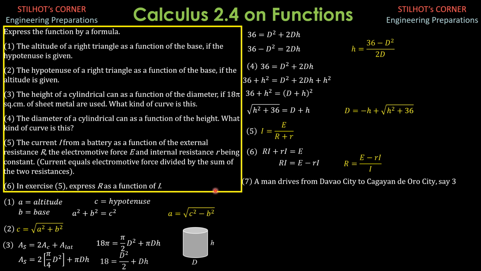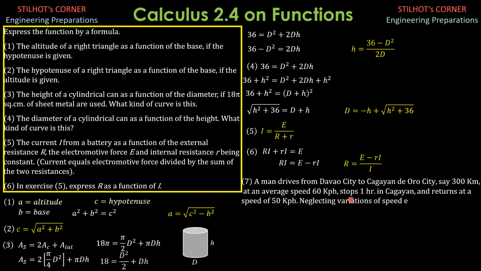Then we have an additional problem. A man drives from Davao City to Cagayan de Oro City, say 300 kilometers, at an average speed of 60 kilometers per hour, stops 1 hour in Cagayan, and returns at a speed of 50 kilometers per hour. Neglecting variations of speed en route, write formulas expressing x, which is the distance from Davao, as a function of time. We know that distance, when the speed is constant, is speed times time.